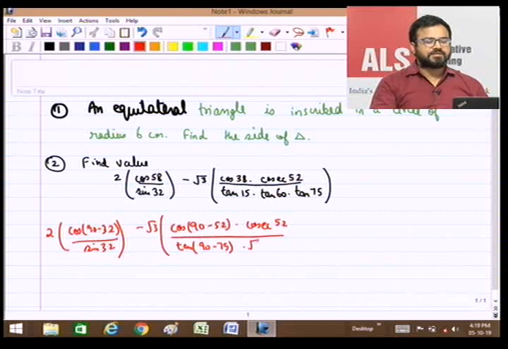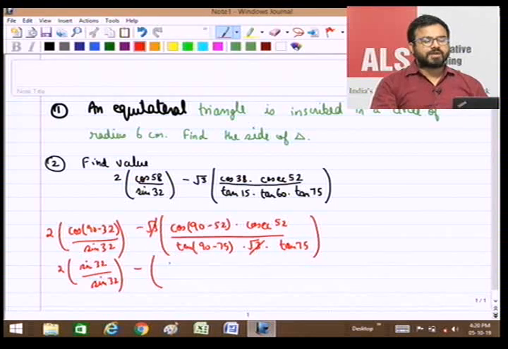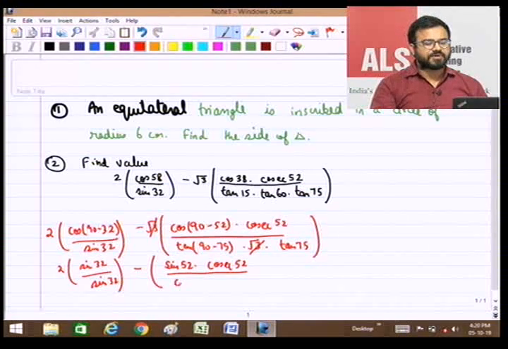Tan 60 has the direct value root 3, and tan 75. So this root 3 and root 3 will get cancelled. Cos 90 minus 32 is nothing but sin 32, over sin 32 minus cos 90 minus 52, which is sin 52, into cosec 52, and tan 90 minus 75 is cot 75.